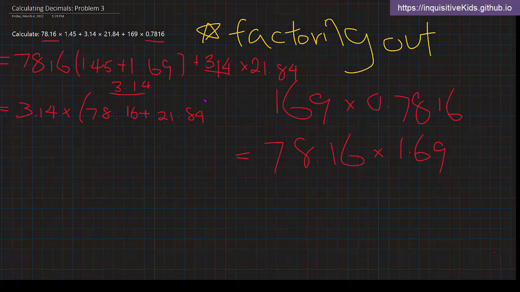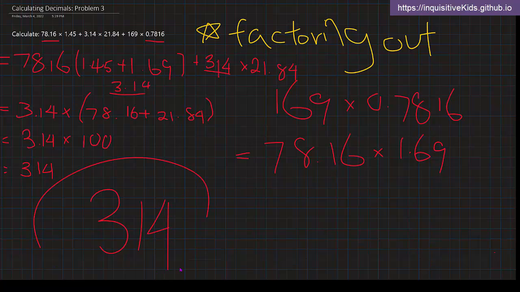In a lot of problems, you do the distributive property even two times, three times, four times, or even five times. So the distributive property is a very, very basic property you need to know when calculating. And what's surprising about this is, in here, we simplify the parentheses and it's just 100. So we just move this decimal point back, and we have 314. So our final answer is 314.